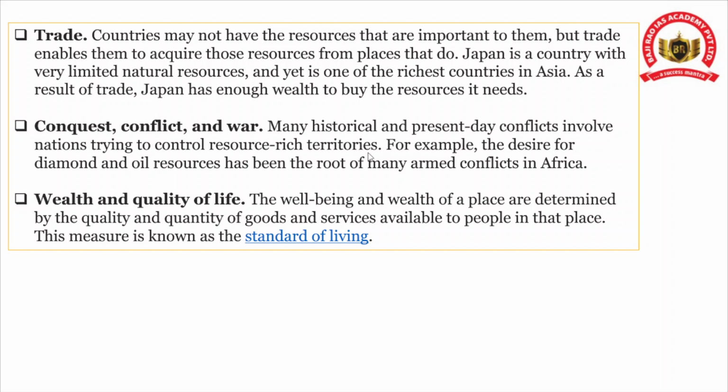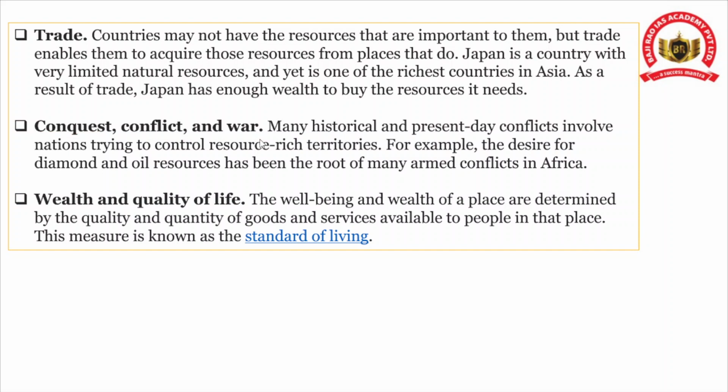Okay, now it is trading in resources, so it is purchasing resources. Countries may not have the required amount of resources, but trade enables them to acquire those resources from places that are far off. So the example is Japan. Now, the distribution of these mineral resources is very often associated with conflict, conquest, and war.